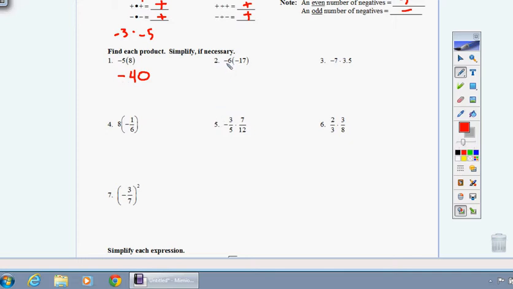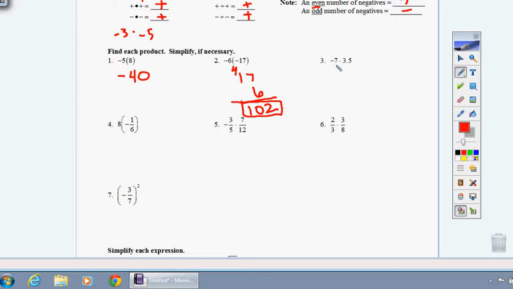Alright, what about here? I have negative 6 times negative 17. Well, let's leave the negatives out for a second, and let's just do 17 times 6. 6 times 7 is 42, so we write the 2, carry the 4. 6 times 1 is 6, plus 4 is 10, so it's 102. Now, is it going to be negative or positive? I have a negative times a negative. I have an even number of negatives, so my answer is going to stay positive.